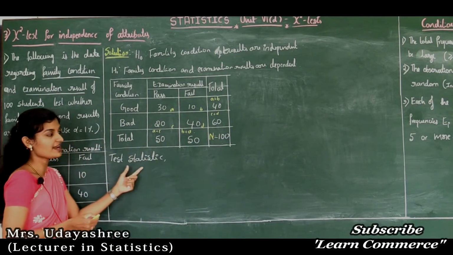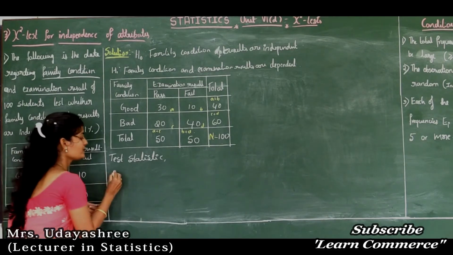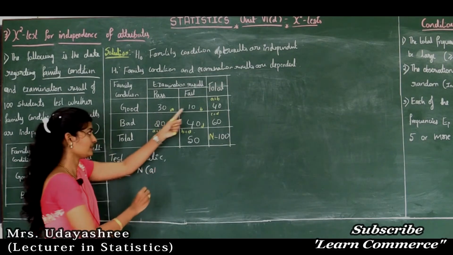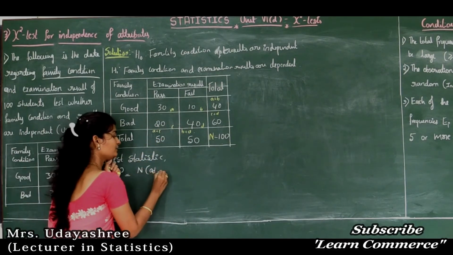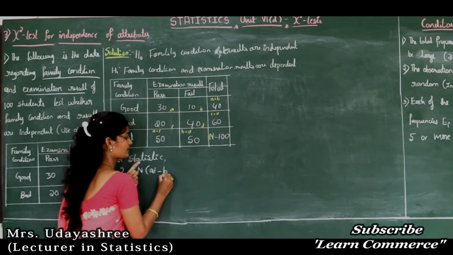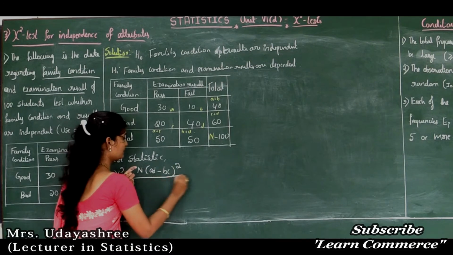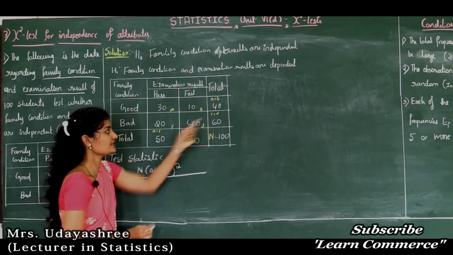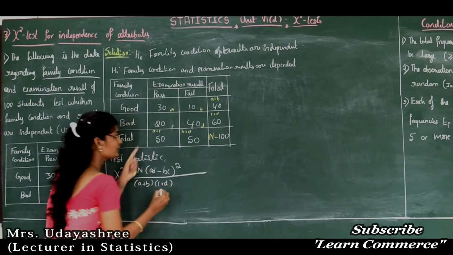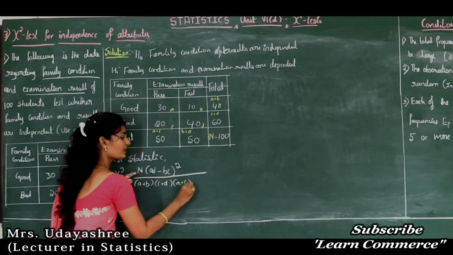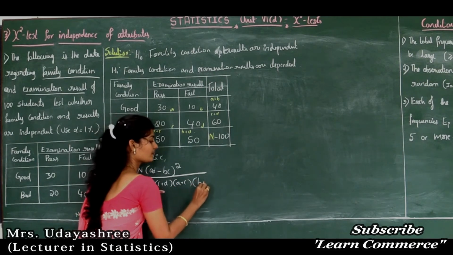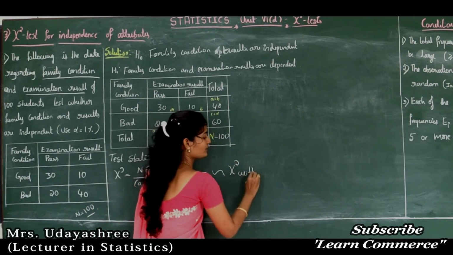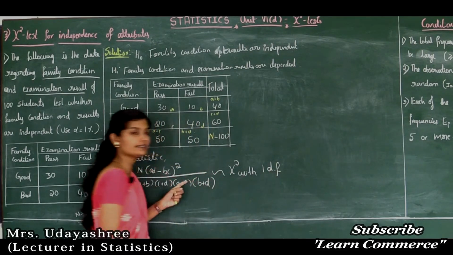What is the test statistic here? What is the formula? Chi-square is equal to N into (AD minus BC) whole square, divided by (A plus B) into (C plus D) into (A plus C) into (B plus D), which follows chi-square with 1 degree of freedom. Okay, this is the test statistic here.